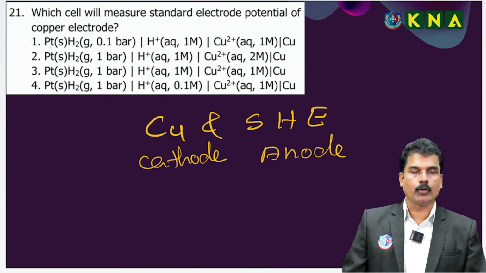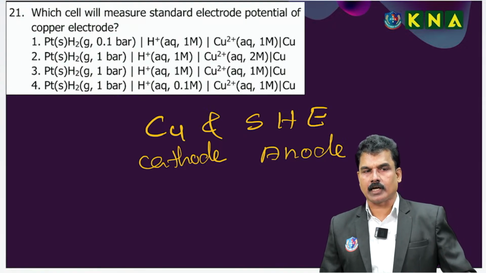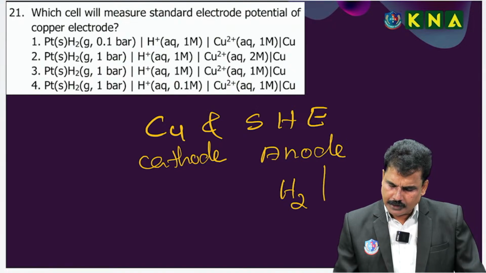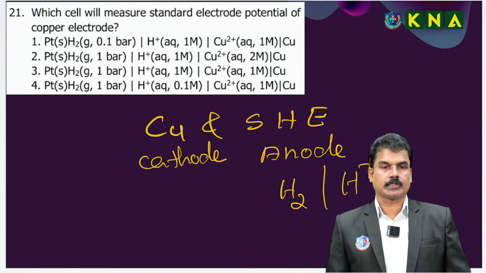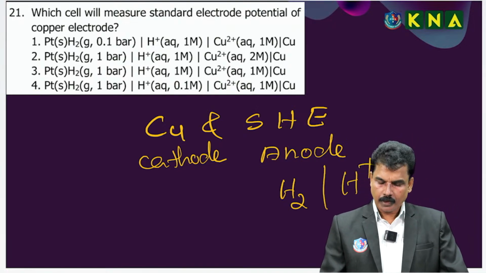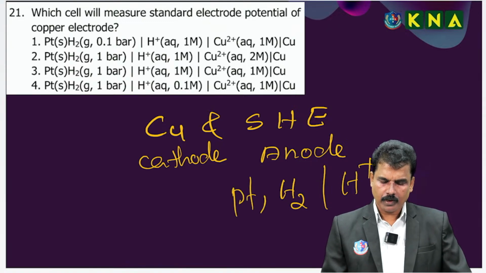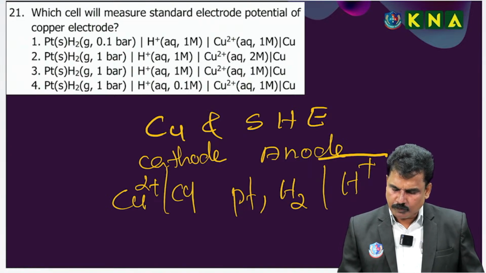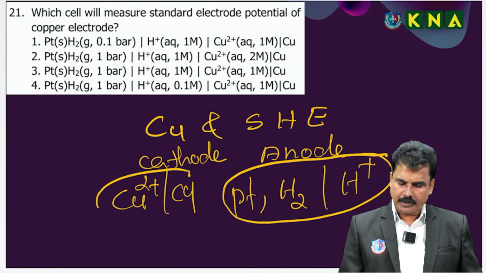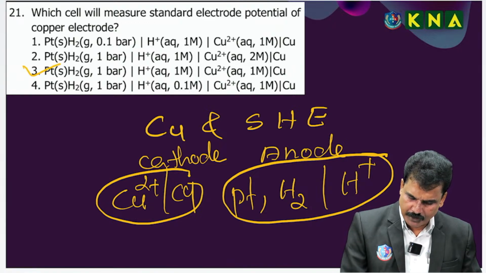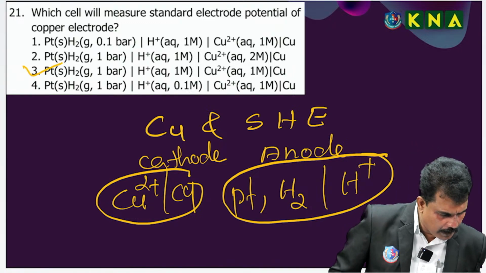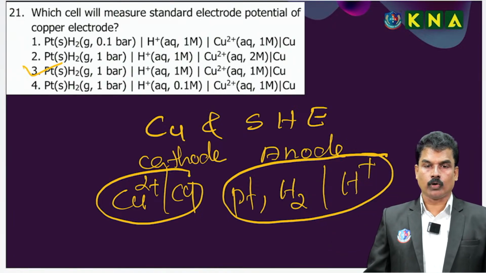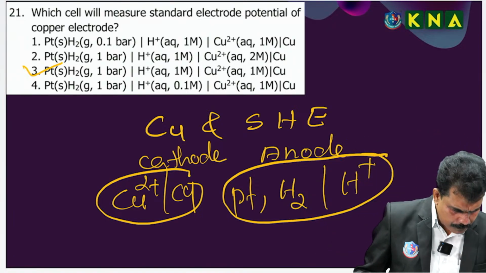But here SHE anode, SHE means hydrogen is converted into H plus. Anode reaction, H2 changes into H plus in the presence of platinum electrode, Pt, H2. Cathode reduction, Cu2 plus bar Cu. This one we are writing left side and this one we are writing right side. So which is the correct option? Third one will be the correct option. Are you getting the idea now? Electrode potential.